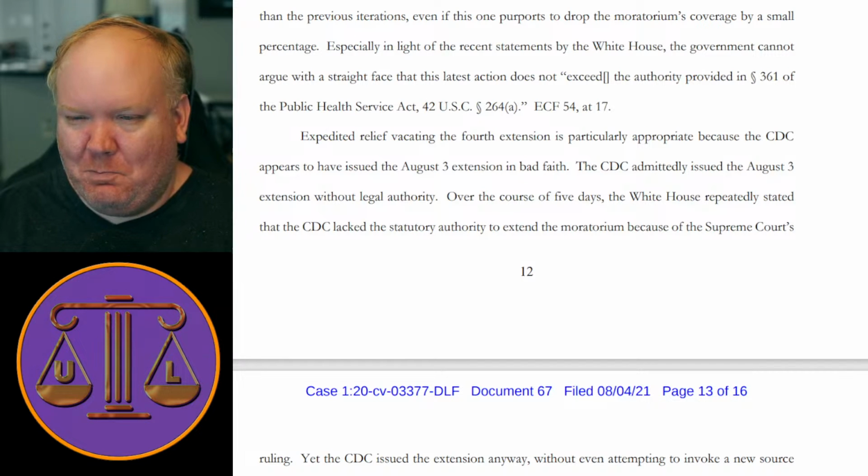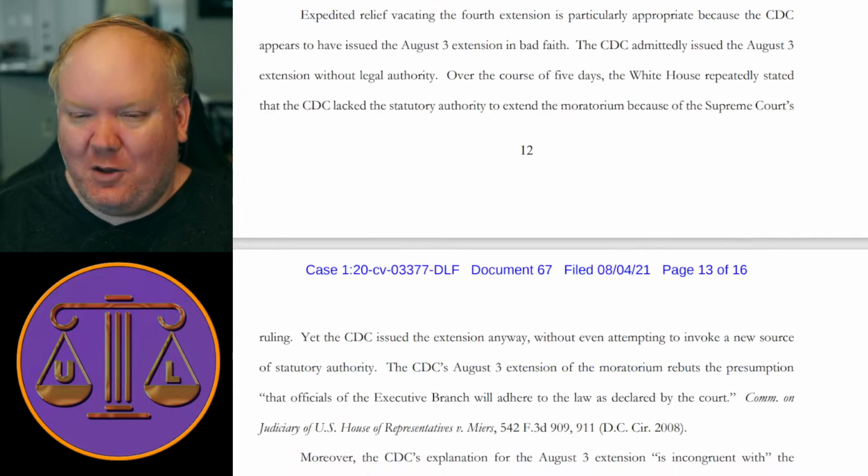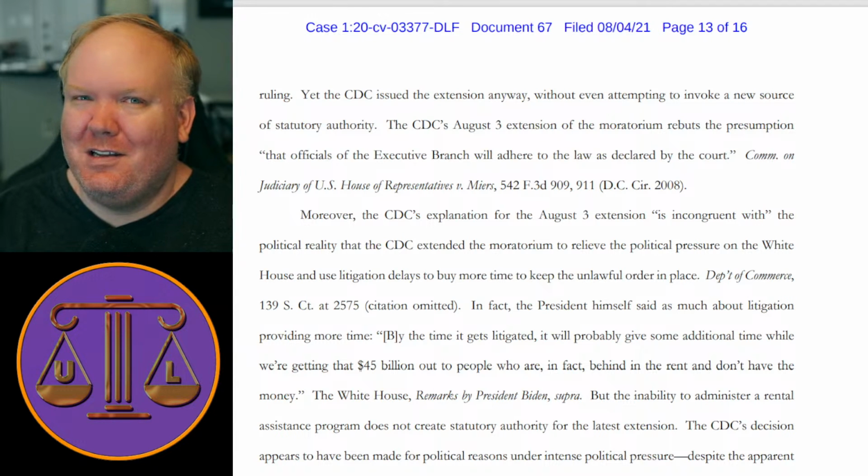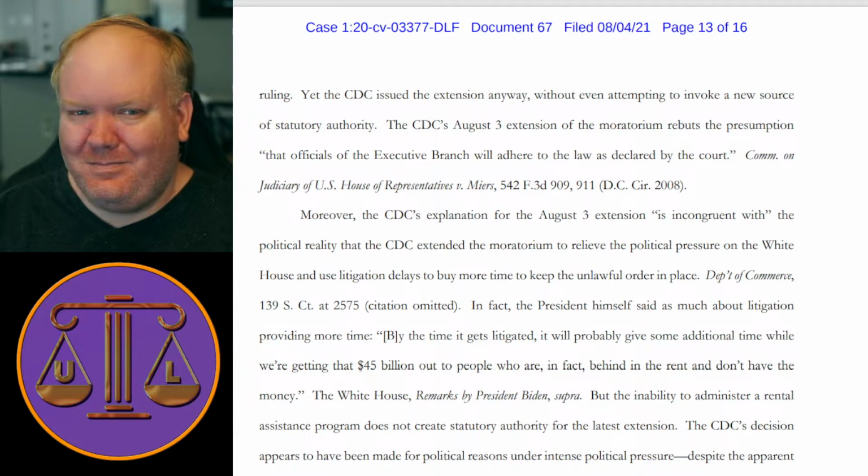Expedited relief is particularly appropriate because the CDC appears to have issued it in bad faith. You think? Over the course of 5 days, the White House repeatedly stated the CDC lacked authority, yet the CDC issued the extension without attempting to invoke a new source of authority. The extension of the moratorium rebuts the presumption that officials of the executive branch will adhere to the law. You think? The courts have the big stick, and this court is ready to use it, man. I will beat them down. I will beat them with my stick.